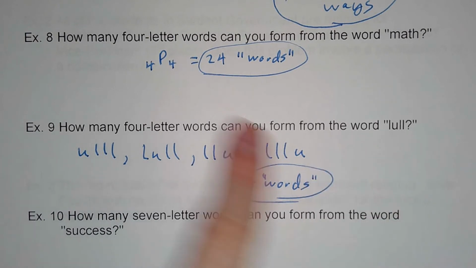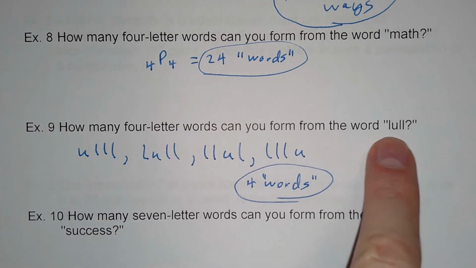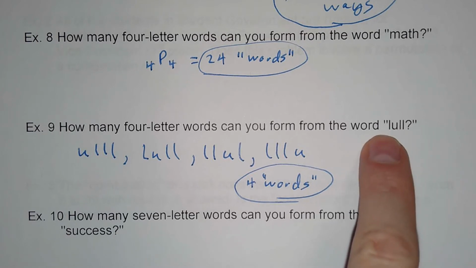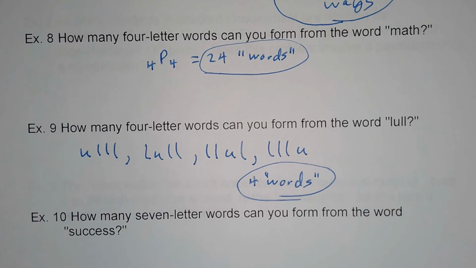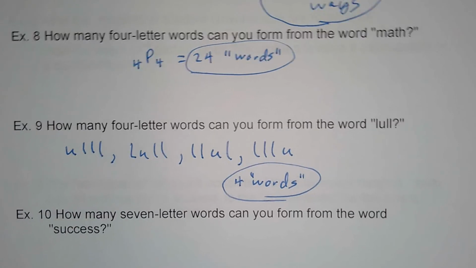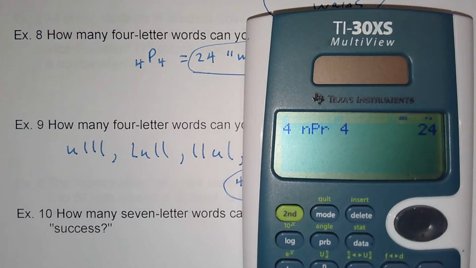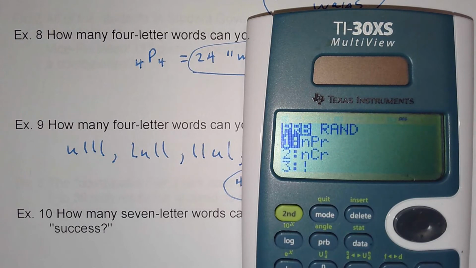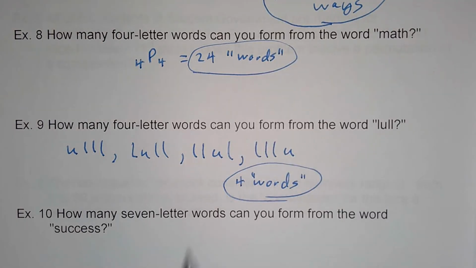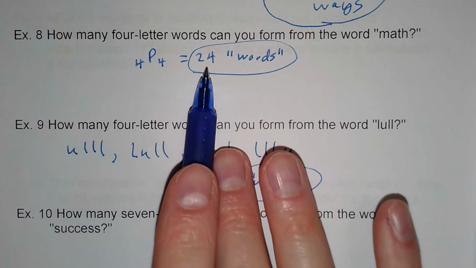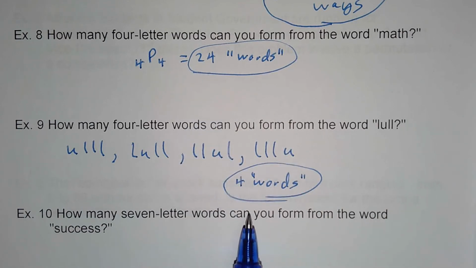Now, if these are all distinct, there was 24, but here the problem is that we have this being repeated. We've got L, there's 3 L's here. Now think about having 3 L's. Ask yourself, what's 3 factorial? That's 6. 24 divided by 6 gives us 4. So let's see how that works.